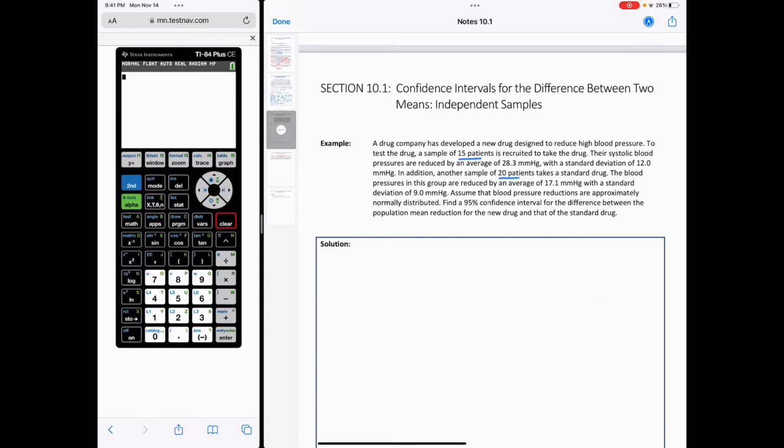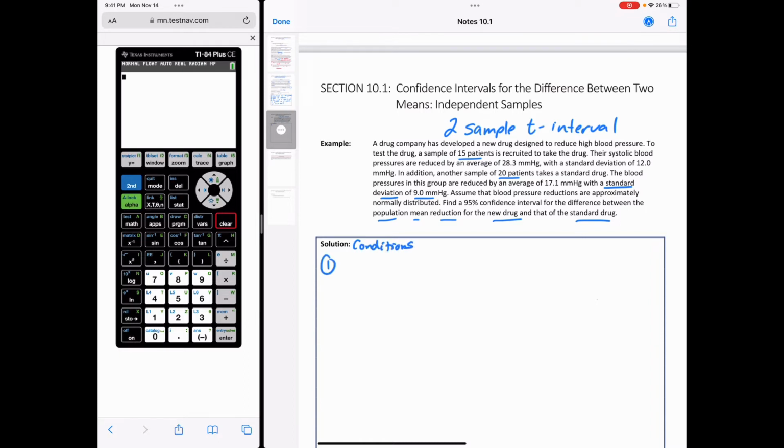And I want a 95% confidence interval for the difference between the population mean reduction for the new drug and the standard drug. And this is two independent samples, right? I've got two totally separate groups. This is a 2-sample t-interval. And it's t because they're giving you the standard deviation, and that standard deviation is coming from the sample because it doesn't say sigma, it doesn't say population. So here's what I'm going to do. I'm going to start with checking my conditions or assumptions.